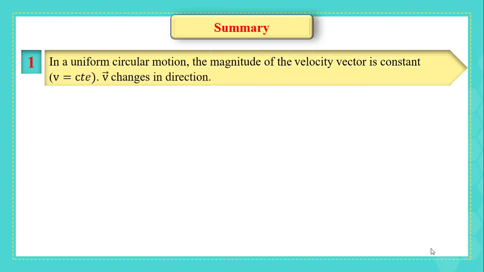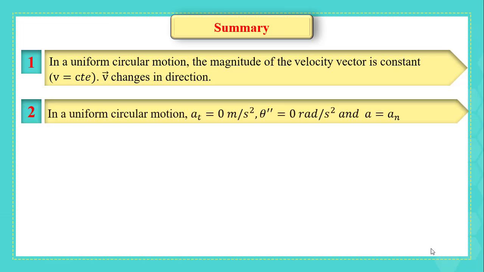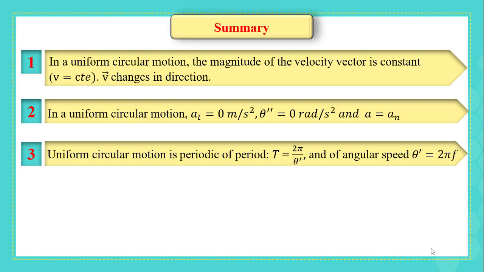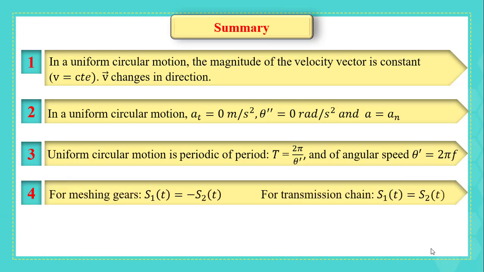Let us now sum up. In a uniform circular motion, the magnitude of the velocity vector is constant, v changes in direction. In a uniform circular motion, at is equal to 0, θ'' is equal to 0, and a is equal to an. Uniform circular motion is periodic of period T equal to 2π divided by θ', and angular speed θ' is equal to 2πf.